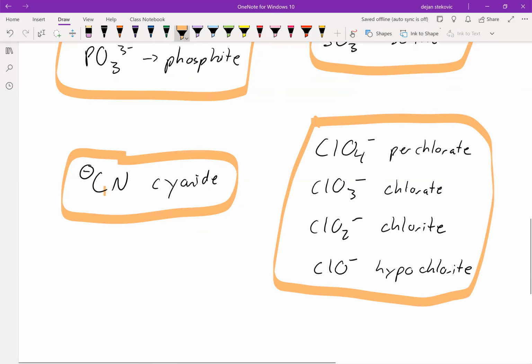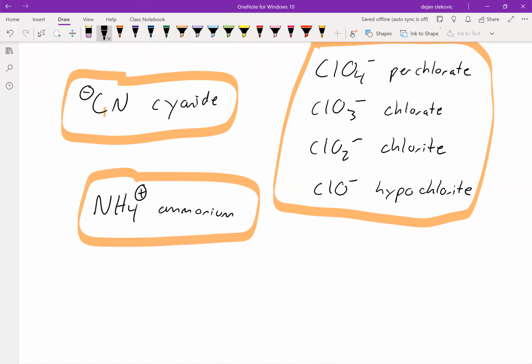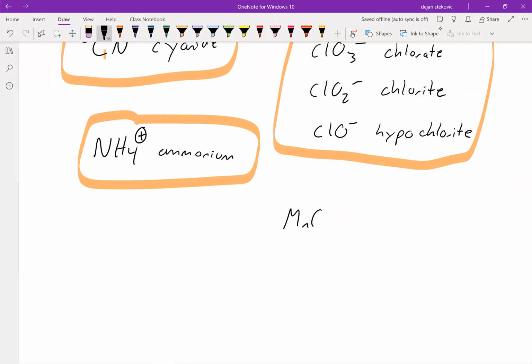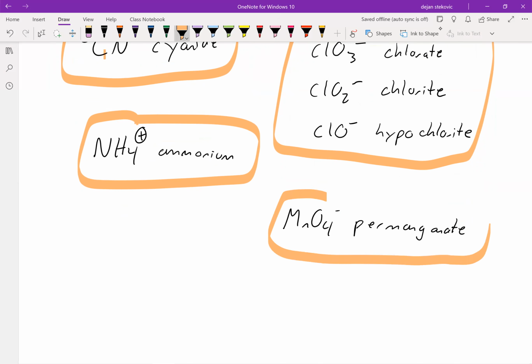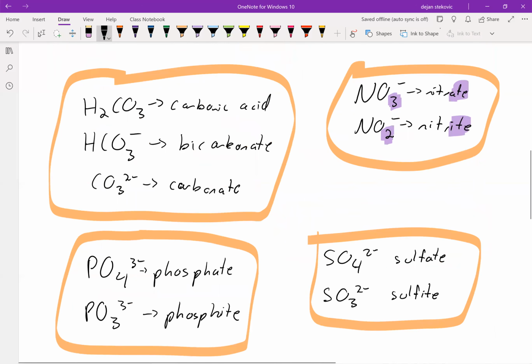Next up, we have NH4 plus. So this is going to be our polyatomic ion that's positively charged. It's the only one we're going to learn of. This one is ammonium. We have MnO4 minus is permanganate. And then finally, we have OH minus is simply hydroxide. So overall, you just got to memorize these, write out some note cards, and memorize.